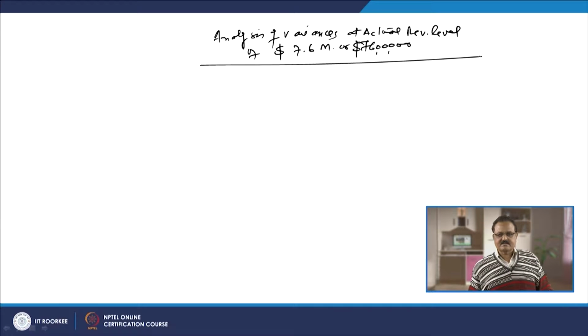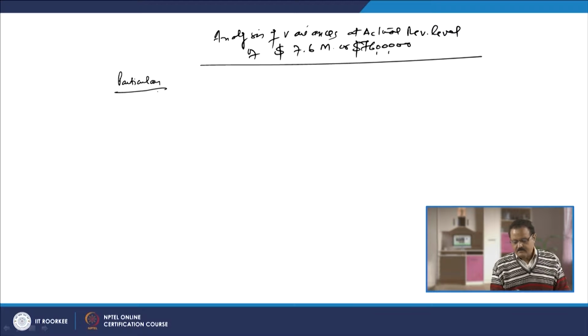So, if we prepare this statement, then we will be able to find out on what account which variable cost has gone up and which fixed cost has gone up, and we will check that this cost does not go up in the next quarter, so that the purpose of budgeting is achieved. So, now we will talk here about the particulars, right. These are the particulars. Then we will talk here about the actual cost.